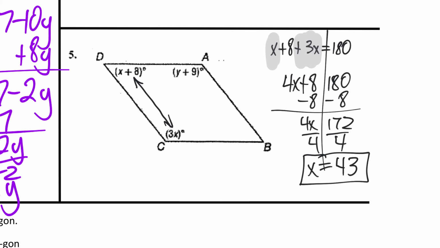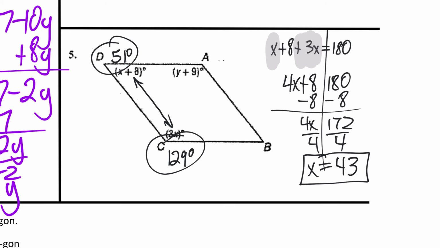Now let's take that 43 and plug it back in real quick. So if I take 43 and put it here, what's 43 plus 8? 51. It's 51. Plug in 43 here. What's 3 times 43? 129. Is 129. Now, to find the value of y, now I don't care about the x plus 8 anymore. The 51 is what I need.